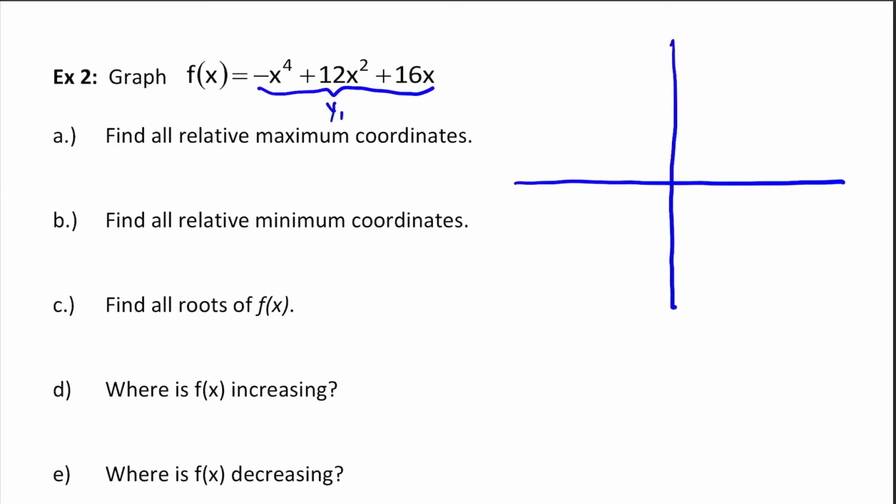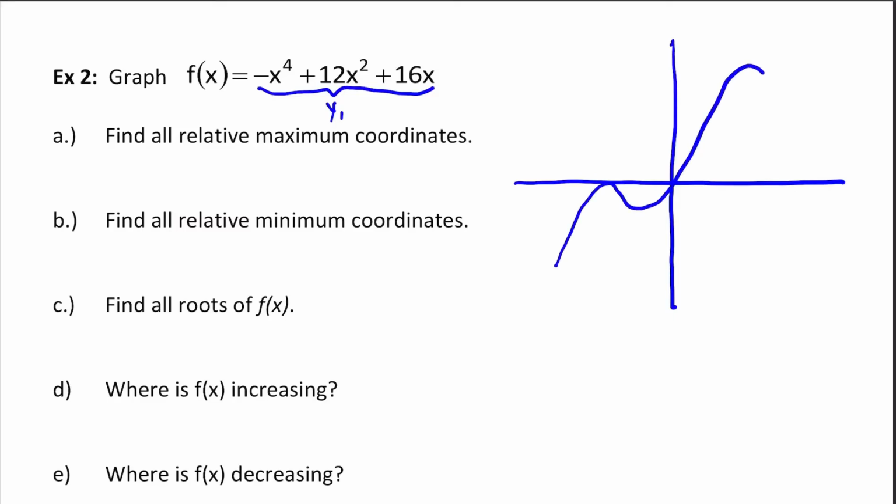So another thing to keep an eye out for is a fourth degree. Remember from last year, a fourth degree is going to look like this, or like this. And because it's negative, the tails are going to be down. We're going to talk a lot about this later in the unit, but that's just something you might remember from last year.